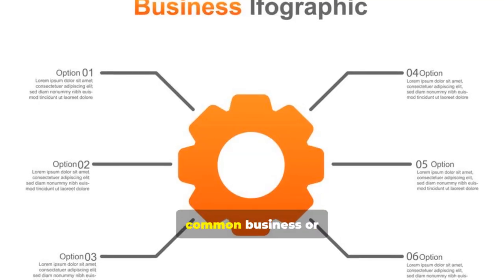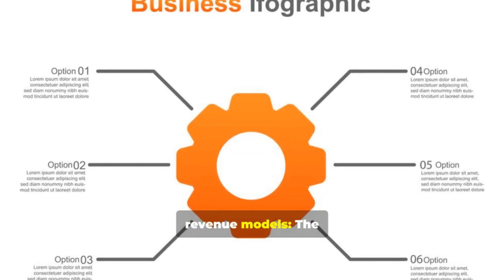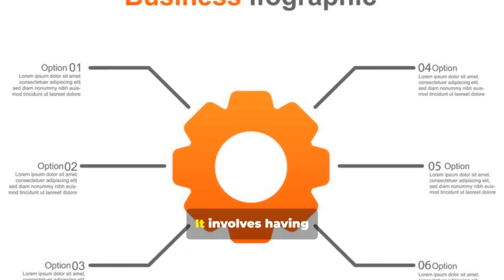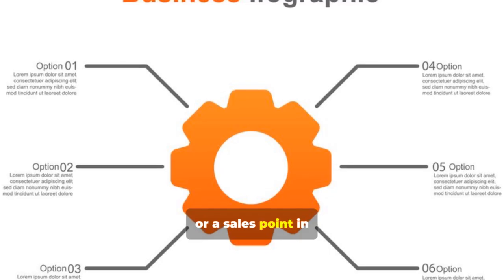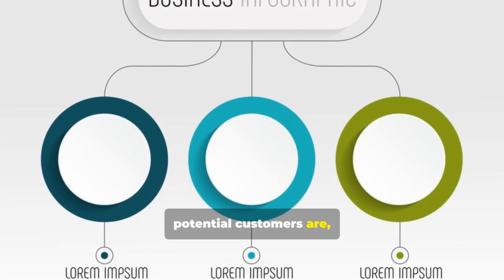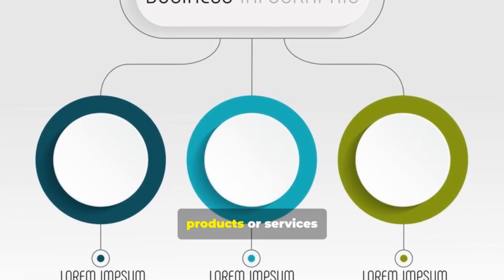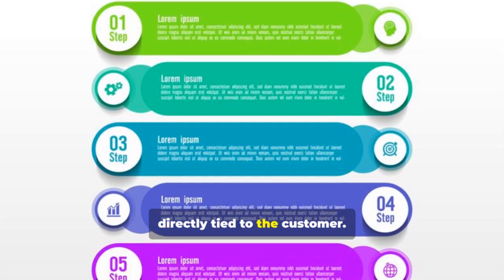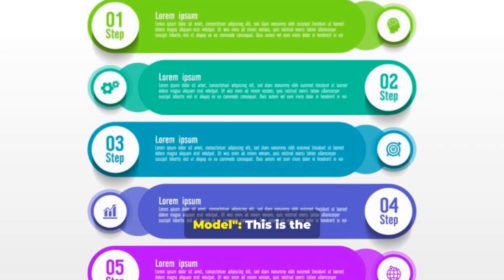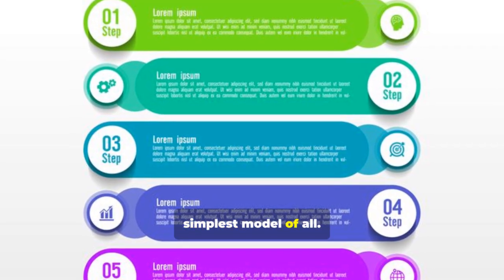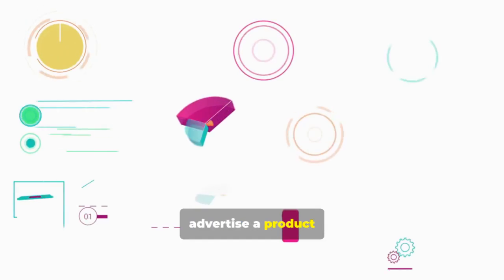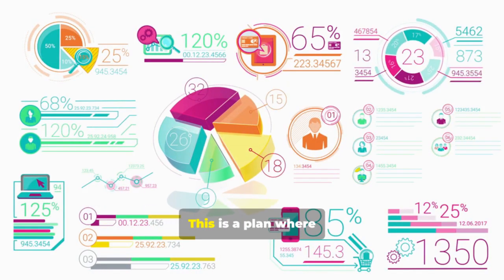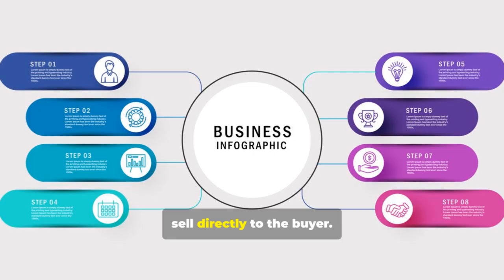Here's a list of some of the most common business or revenue models. The shopkeeper model. This is the oldest and most traditional model. It involves having a commercial space or a sales point in a good spot where potential customers are, and through this, you offer and sell products or services from many different makers. Your income is directly tied to the customer. The advertising model. This is the simplest model of all. You pay to advertise a product or service in a place where lots of people will see it. The demand model. This is a plan where the maker decides to sell directly to the buyer.